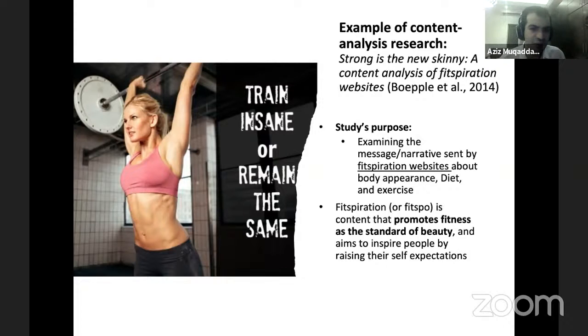So the Fitspiration movement probably started to become popular around 10 years ago, 7 years ago, 5 years ago, around that time. And the authors have multiple research questions, but in general, they want to see what type of message those images and text by these websites send to the audience, right?